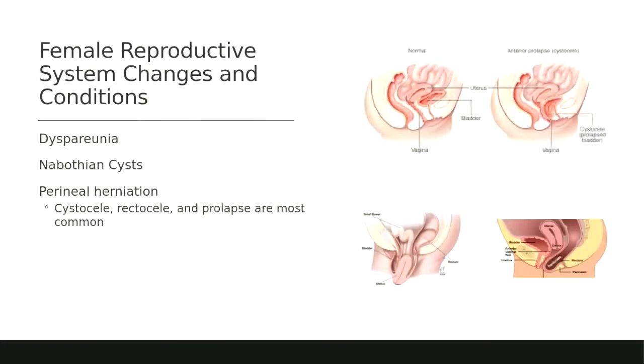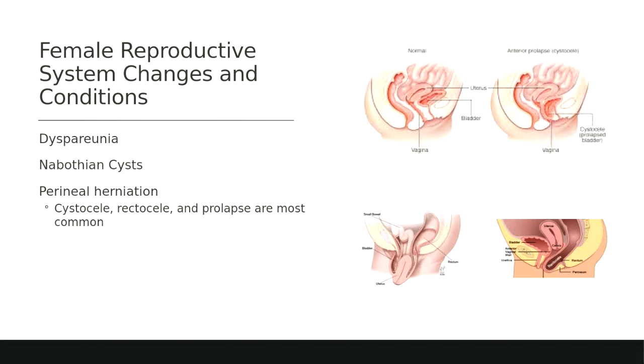There's other changes: dyspareunia, Nabothian cysts, which are small fluid-filled cysts that are on the cervix. These aren't just in older adult women, but they're definitely more common in older adults. And then changes to the actual structure of the reproductive system with cystocele, rectocele, and prolapse, which are the most common.